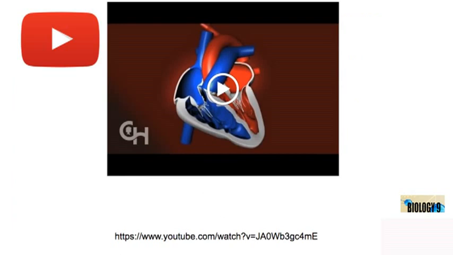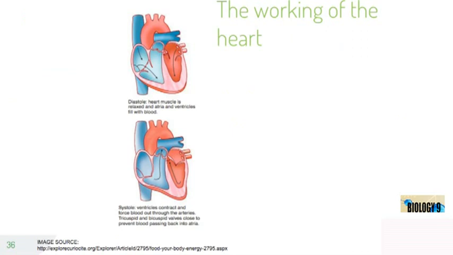Okay, here's a video that shows the functioning of the heart, and we're going to break this down in a moment in the step-by-step process of how it all works. Alright, we have here the working of the heart. Generally in these diagrams, you will see red as oxygen-rich blood and blue as oxygen-depleted blood. And we're going to follow the journey of it.